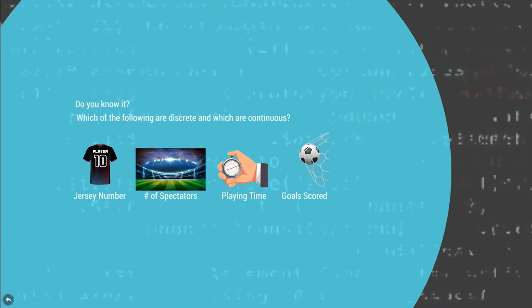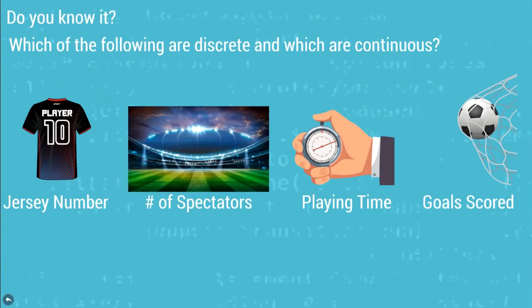So let's see if y'all got this. Which of the following are discrete and which are continuous? Let's take a look at this for a minute. Jersey number, the number 10. The number of spectators in an arena. The playing time in a game. The number of goals scored in a game. Which of those are discrete and which are continuous?